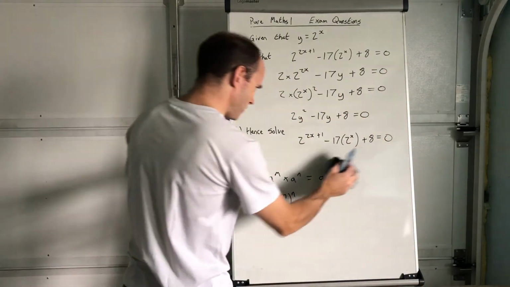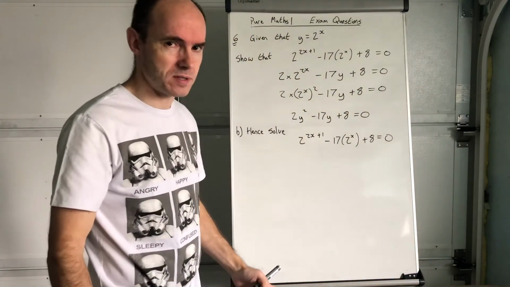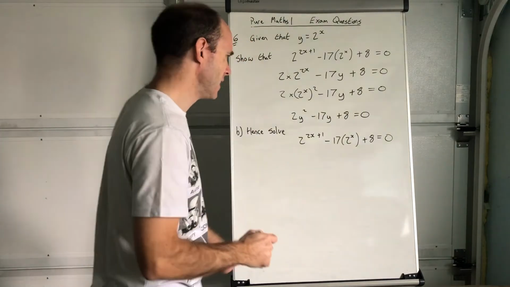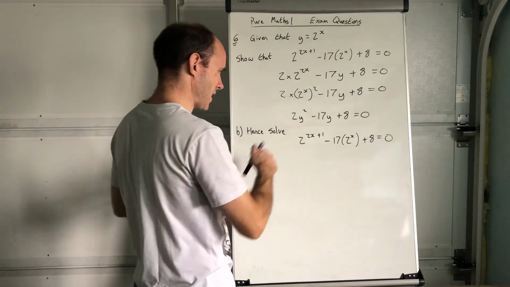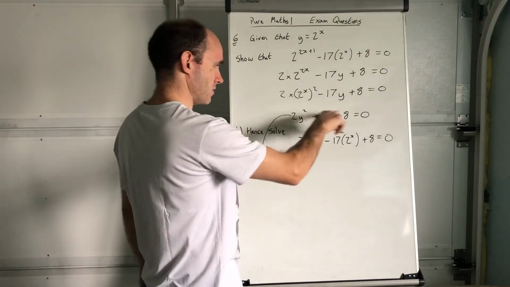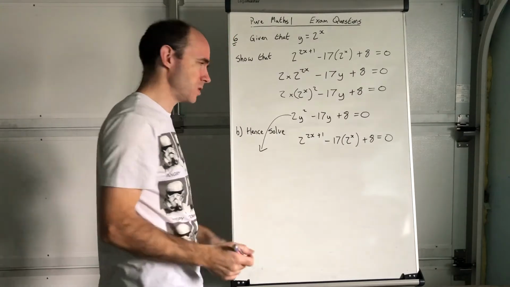Hence solve. Well, I'm hoping it's obvious. If it's not obvious, then you need to try and quickly get your head around this way of thinking. It should be obvious that you want to solve that first of all: 2y squared minus 17y plus 8 equals 0, and then see what we do with it.